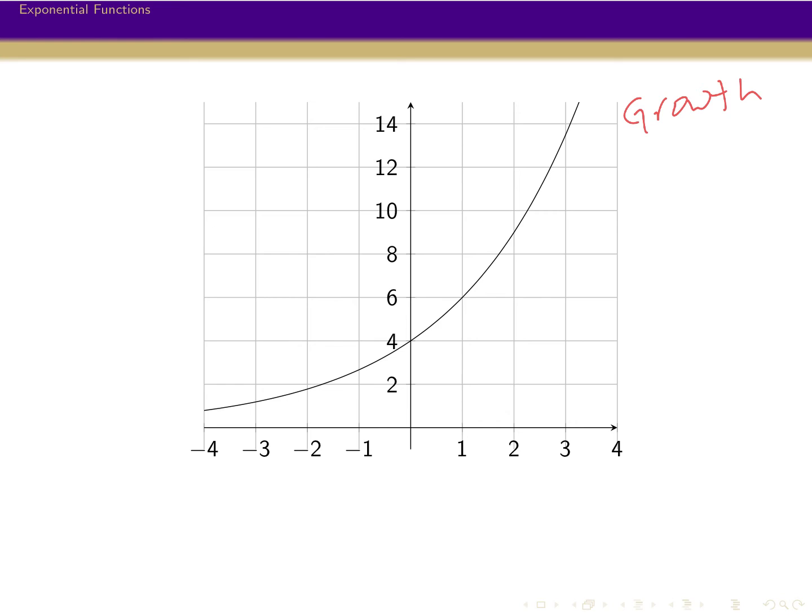So if we want to know what the equation for this is, well, we see that it's passing through the y-axis at 4. So it's going through the point (0, 4). And so that's telling us that in the standard form, this c value is going to be 4.